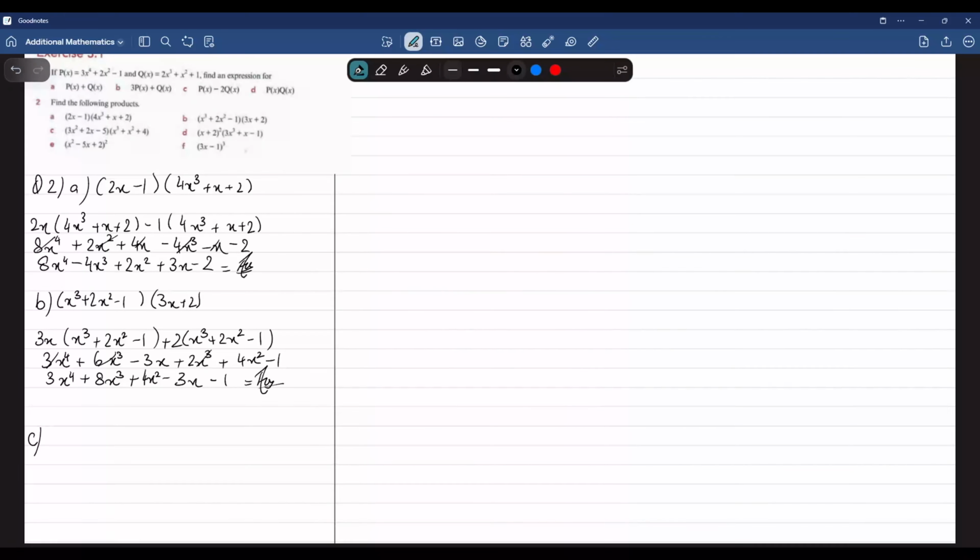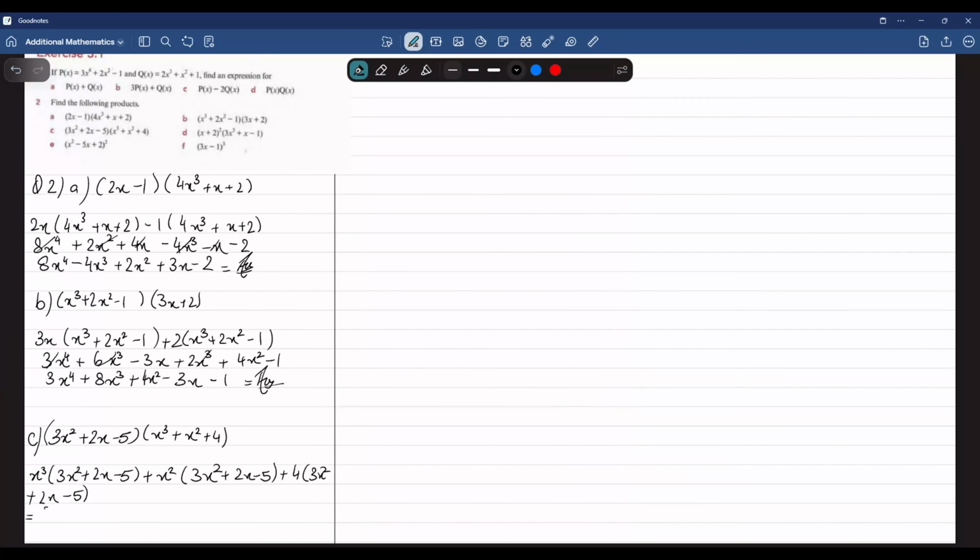Proceeding on to part C, we have 3x squared plus 2x minus 5. Then we have x cubed plus x squared plus 4. Again, we have to multiply each of them individually. x cubed multiplied by 3x squared plus 2x minus 5, plus x squared multiplied by 3x squared plus 2x minus 5, plus 4 multiplied by 3x squared plus 2x minus 5.